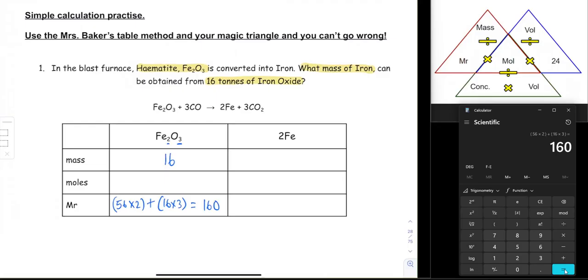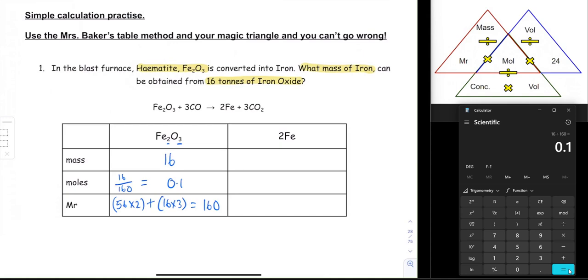To find the moles, using the mass, moles, Mr triangle, we do 16 divided by 160. That gives us 0.1 moles of iron oxide.